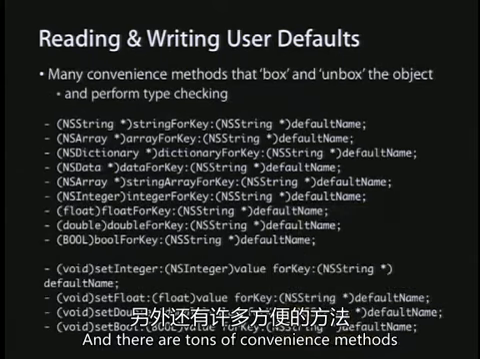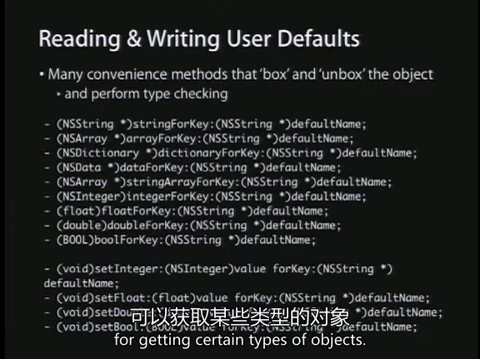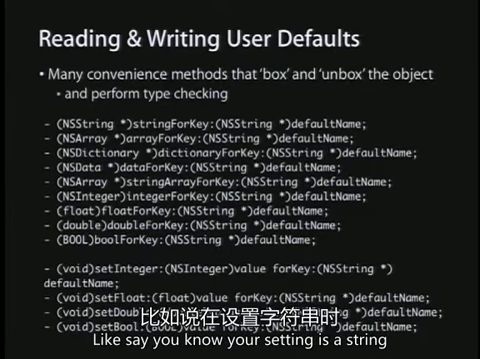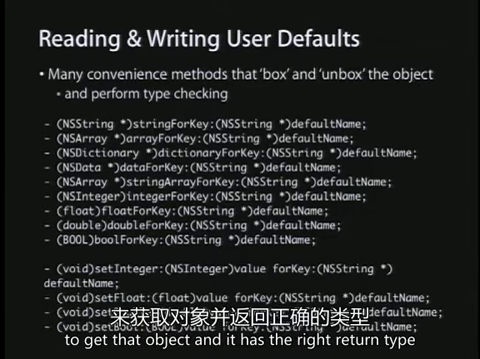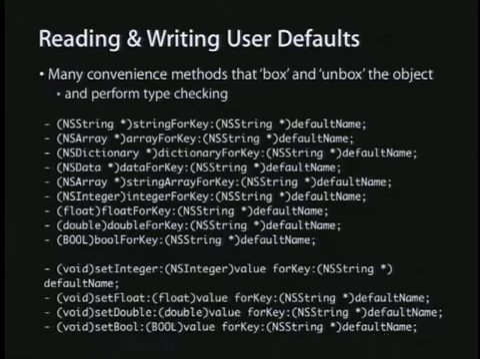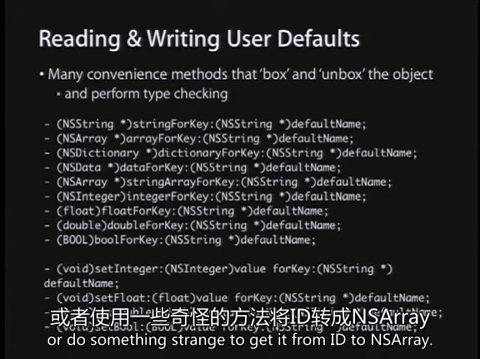And there's tons of convenience methods for getting certain types of objects. Like say you know your setting is a string or maybe it's a number. You can use this convenience method to get that object, and it has the right return type, so you know that you don't have to cast it or do something strange to get it from ID to NSArray.